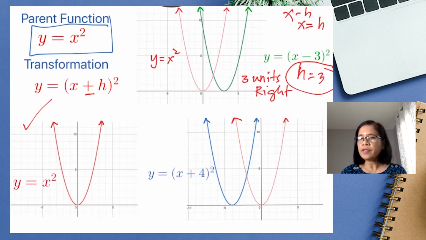Be careful, because this is a common misconception. When students see x minus 3, they sometimes think they have to move to the left. That is not the case. You have to solve for h here. h is equal to 3.